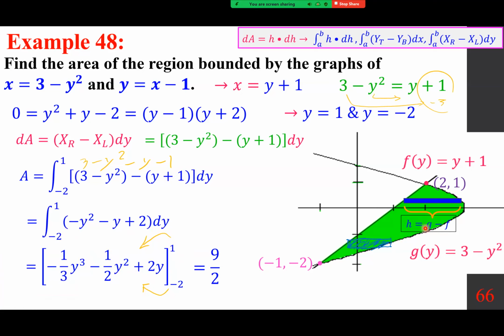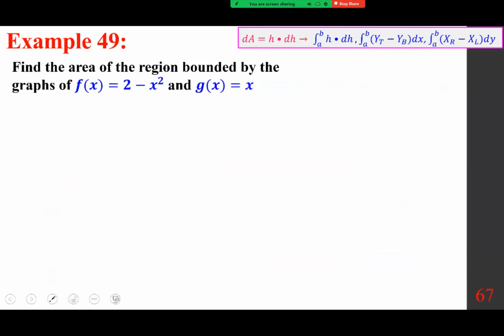So sometimes H is x sub right minus x sub left. Sometimes H is y up top minus y up the bottom. So you want to be careful with that. Again, y of the top minus y of the bottom in this part fails.